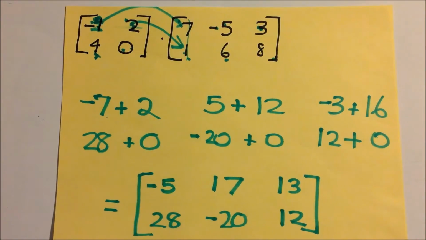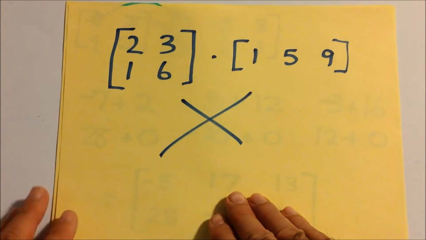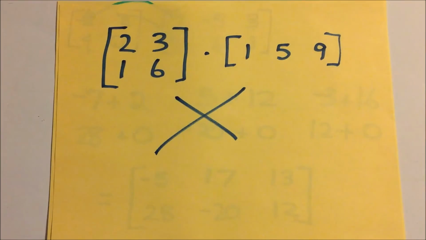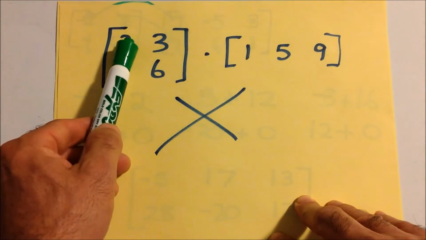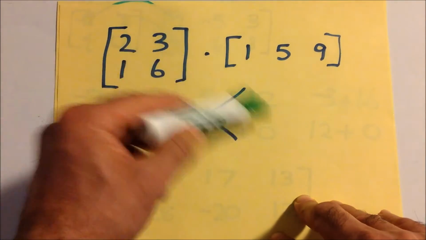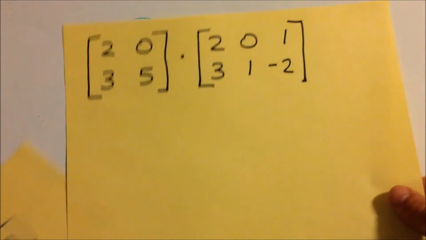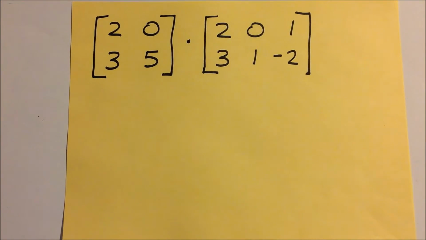Okay, let's do another example. And by the way, why is this impossible? Well, this has two elements in the row, and this only has one element in the column, so that's why we wouldn't be able to multiply that. So try this. Again, you should pause the tape.